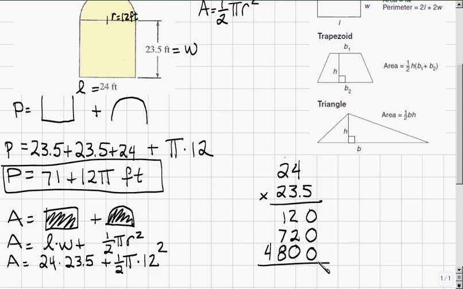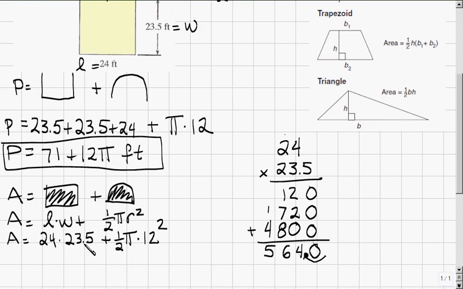Next, let's add these columns up. Adding 3 zeros becomes 0. 2 plus 2 is 4. 1 plus 7 is 8, plus 8 is 16. Carry the 1. 1 plus 4 is 5. Since we have one decimal point moved one place, our imaginary decimal point at the end will also move 1 point to arrive at the answer 564. So 24 times 23.5 becomes 564. That's our area. Plus 1/2 pi times 12 squared.